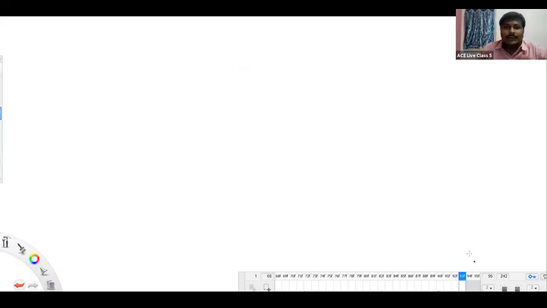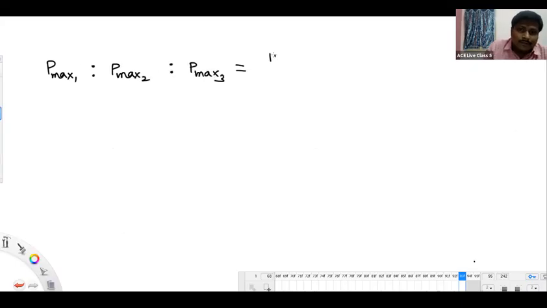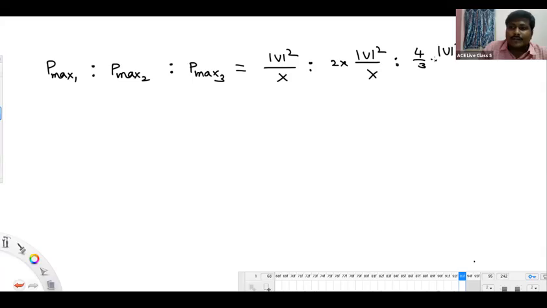Anyhow, in the question, what he asked me is the ratio Pmax 1, Pmax 2, Pmax 3. Pmax 1 is mod V square by x. Pmax 2 is 2 times mod V square by x. Pmax 3 is 4 by 3 mod V square by x. And if you do the cancellation, 1 is to 2 is to 4 by 3.